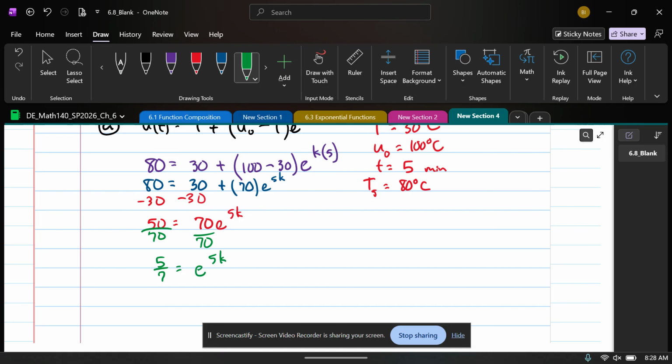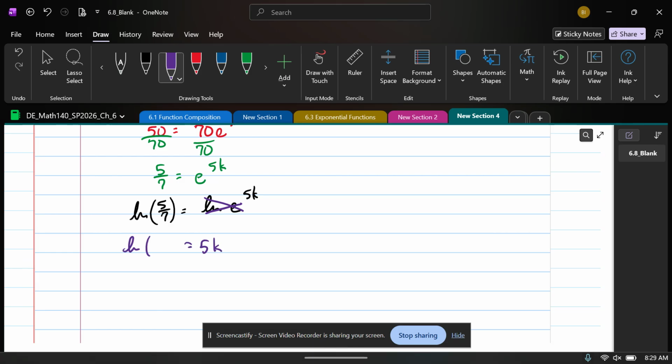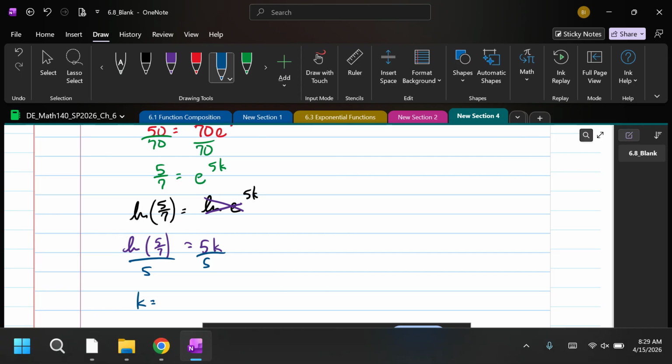So what do we use to solve? Natural log. So we're taking the natural log of 5/7, that's a number, and the natural log of e to the 5k. What happens to our e and our natural log over there? They cancel out. That's the beautiful part of that. So we get 5k is equal to the natural log of 5/7. Divide by 5 is our last step. Whatever the natural log of 5/7 is, divided by 5.